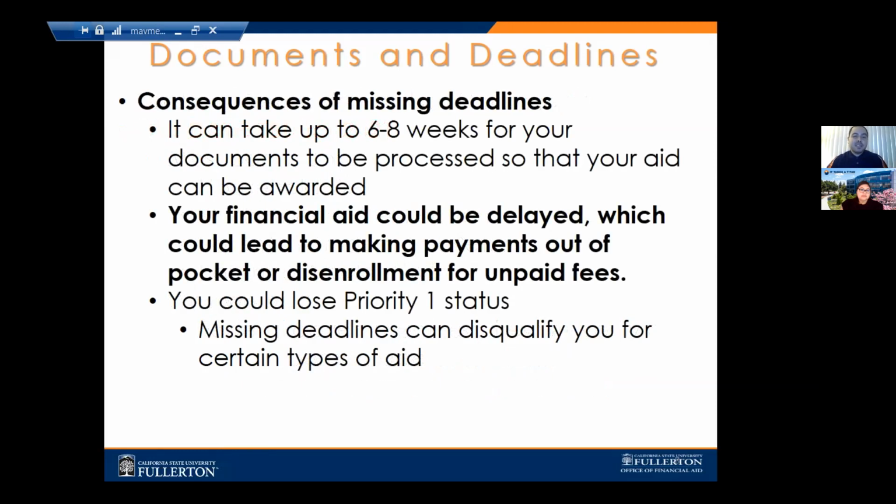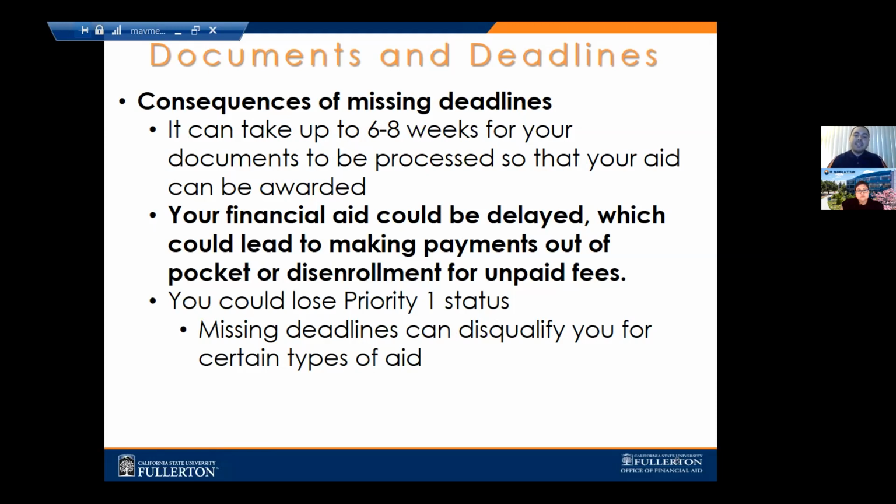And whenever a student does miss those deadlines, whenever a student is unable to submit a document, or they just miss an email and didn't see that document posted on their to-do list, there are consequences. The reason being is that it can take up to 6 to 8 weeks during this time for a document to be processed and for your financial aid to be awarded. And so whenever students miss those deadlines, it just delays your awarding. It could potentially lead to having you make a payment out of pocket, in an effort to avoid being disenrolled from your classes. So it's really important for students to submit all their documents by the deadline and be considered a priority 1 student, which is something we work off of.